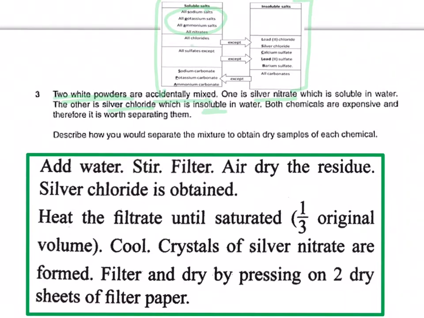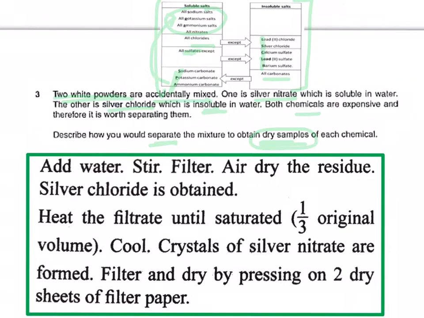All chlorides are soluble except for your LS, lead and silver chloride. All sulfates are soluble except for your LBC, lead, barium, calcium sulfate. All carbonates are usually insoluble except for your SPA, which is the same as the first rule over here. Now, having said that, thankfully they gave you the question. Both chemicals are expensive, and what do they want you to do? They want you to separate the mixture, and they want dry samples of each one.